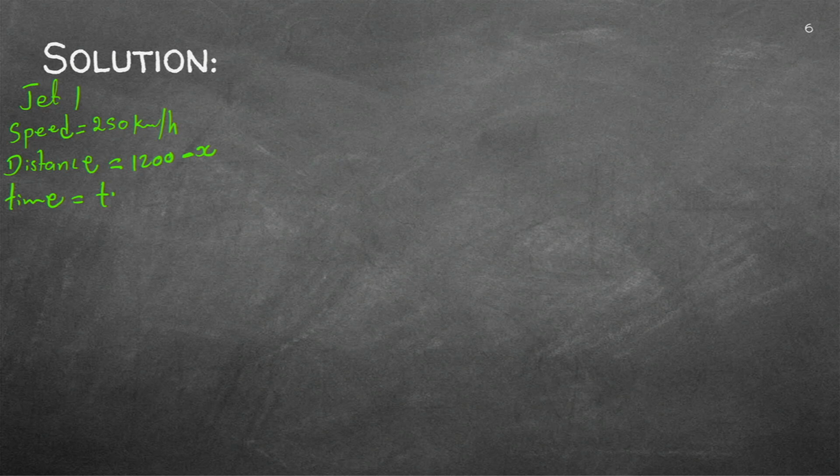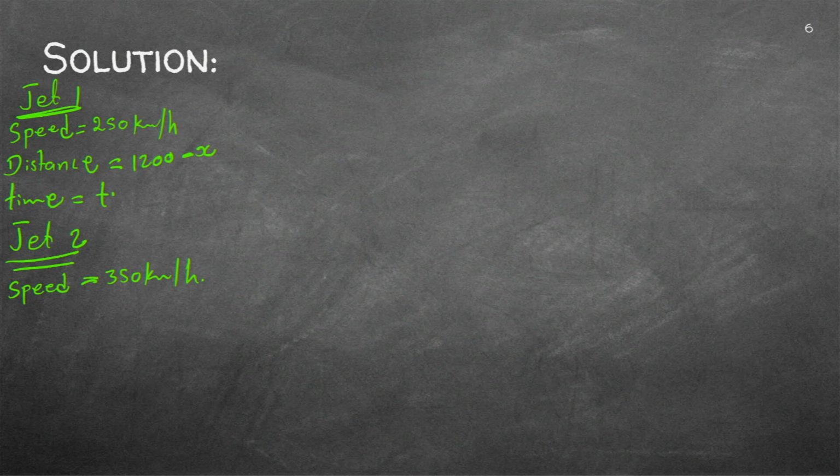And what we'll do now is also write down things we know about jet number 2. So for jet number 2, what we know is the speed is 350 kilometers per hour.